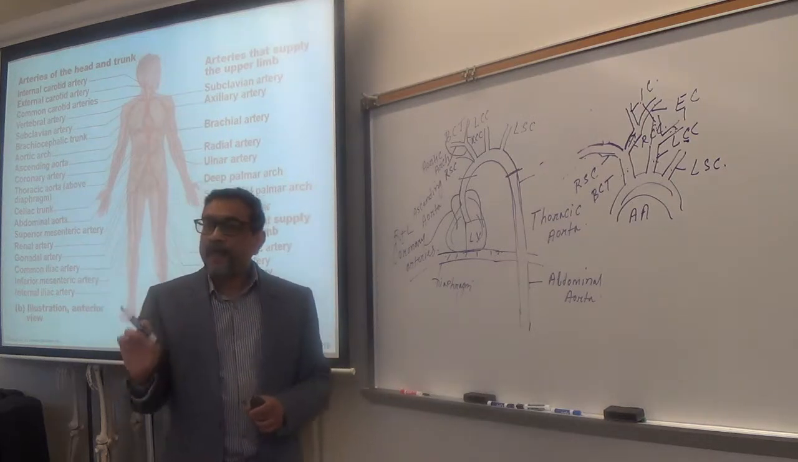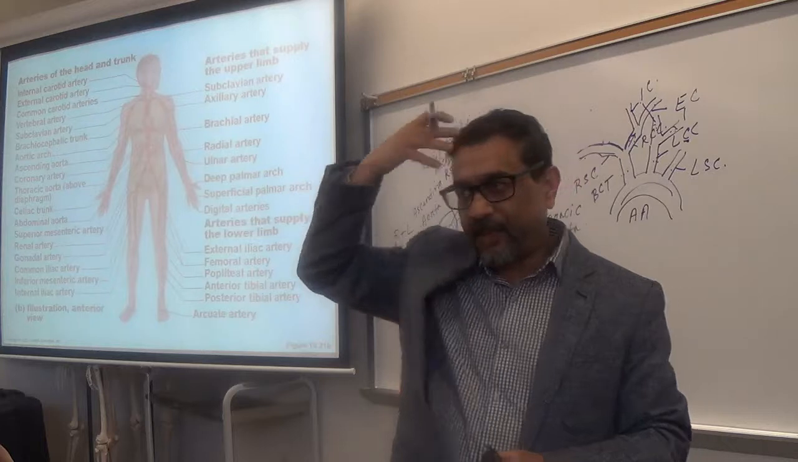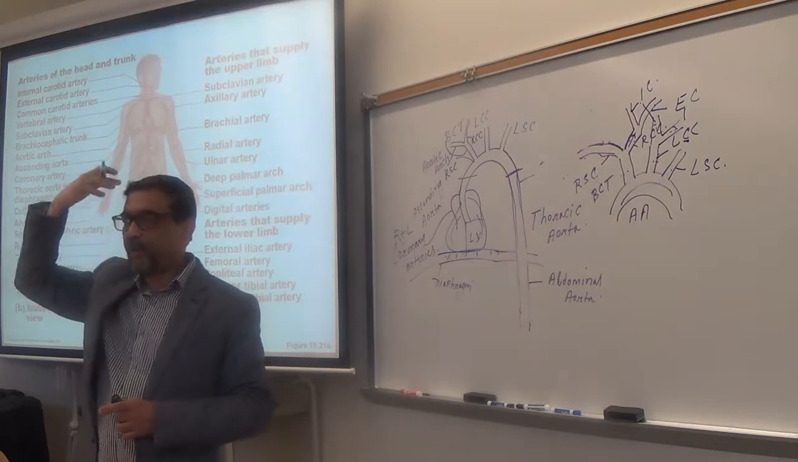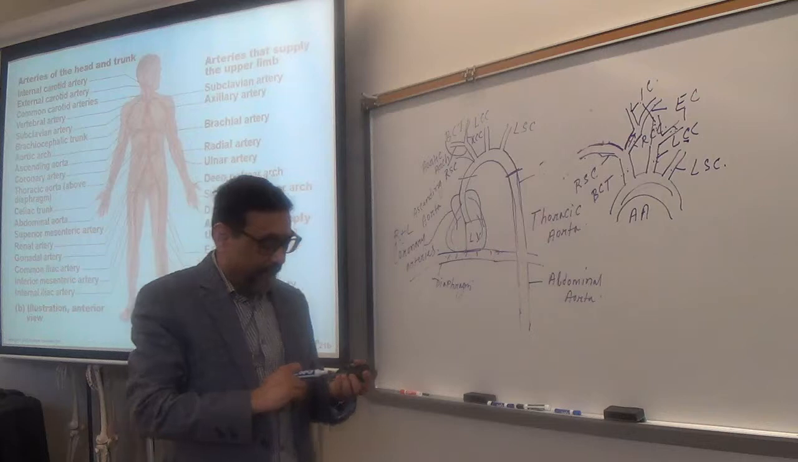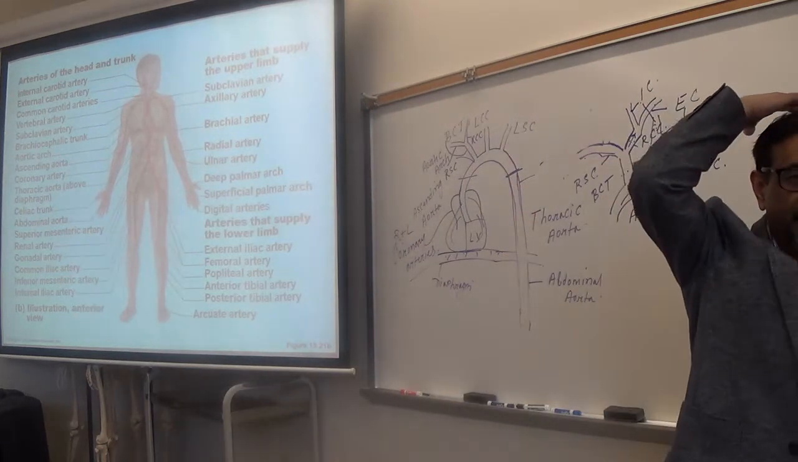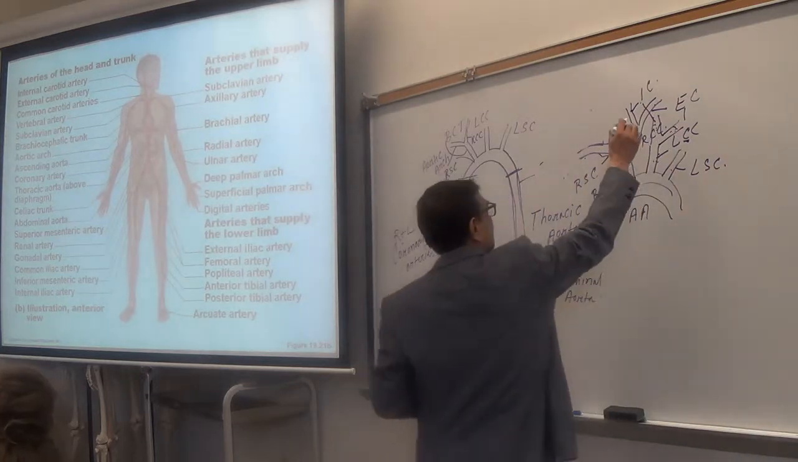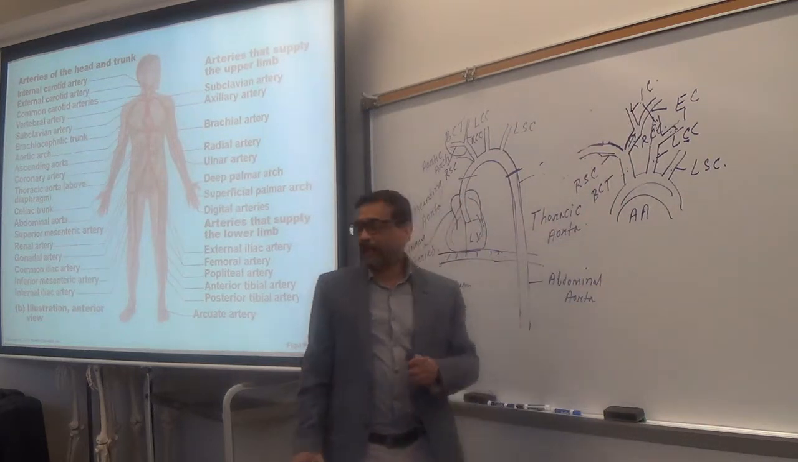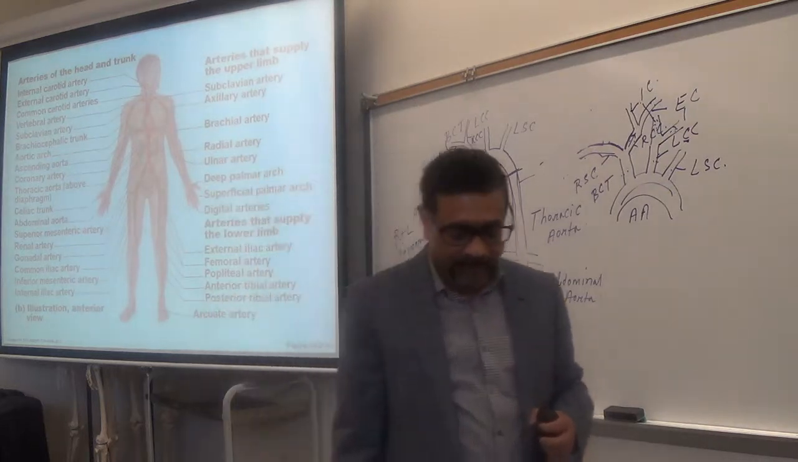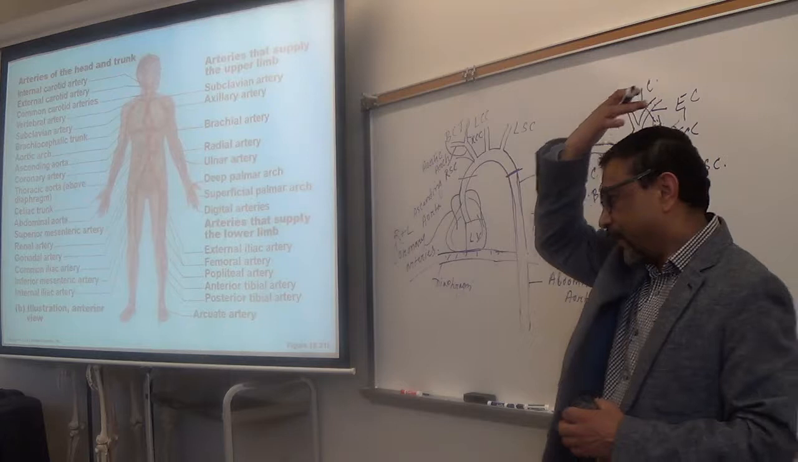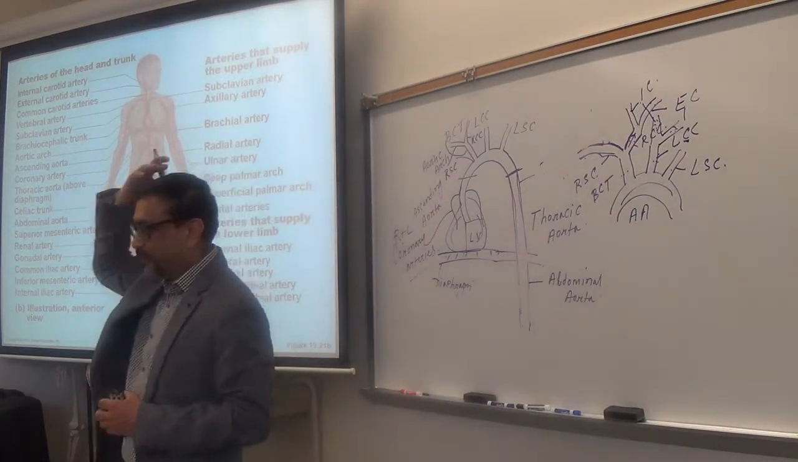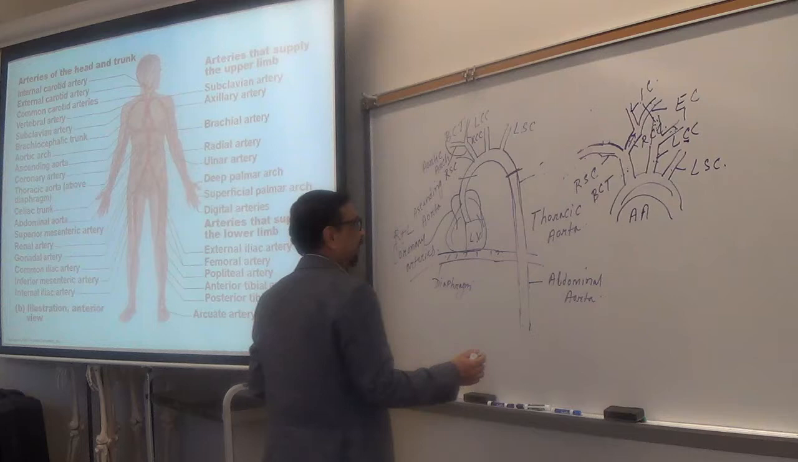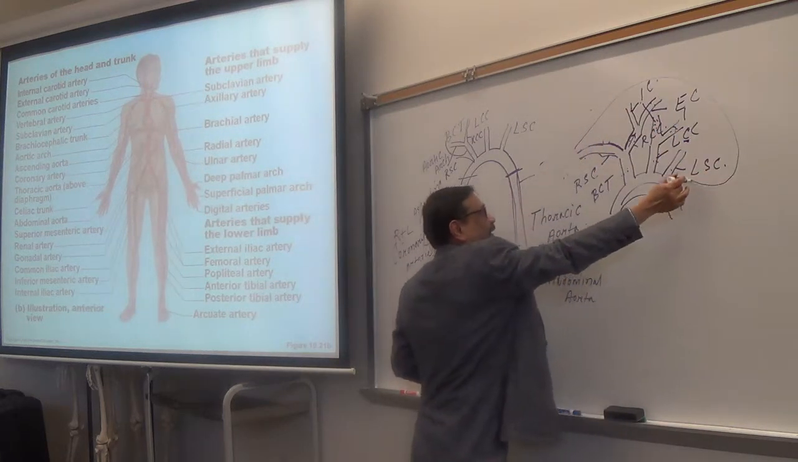Now remember, the internal carotid supplies blood to the inner part of the head, and the external carotid supplies blood to the outer part of the head. Okay? So the inner part of the head is what? Mainly the brain, right? So both right and left internal carotid will go to the inner part of the head, that means supply blood to the brain. And the external carotids, both right and left, will go to the outer part of the head, that means to the skin, muscles, bones. Okay, outer structures of the head. That is the upper part of the body. Okay?